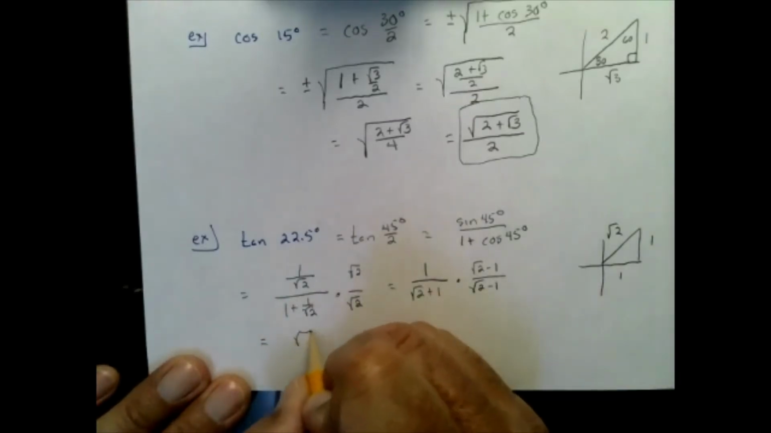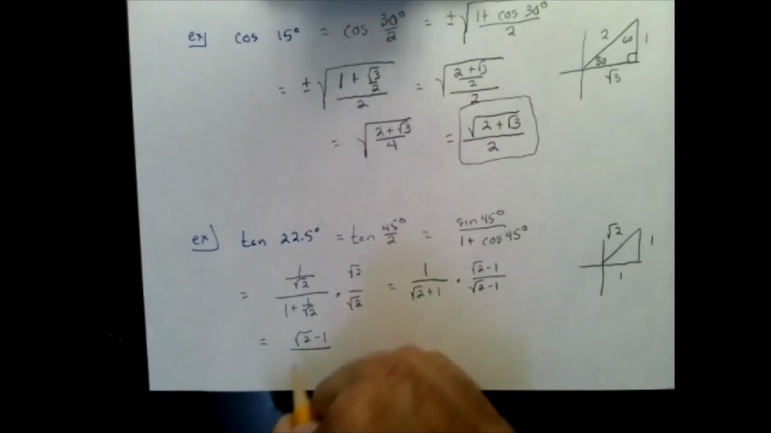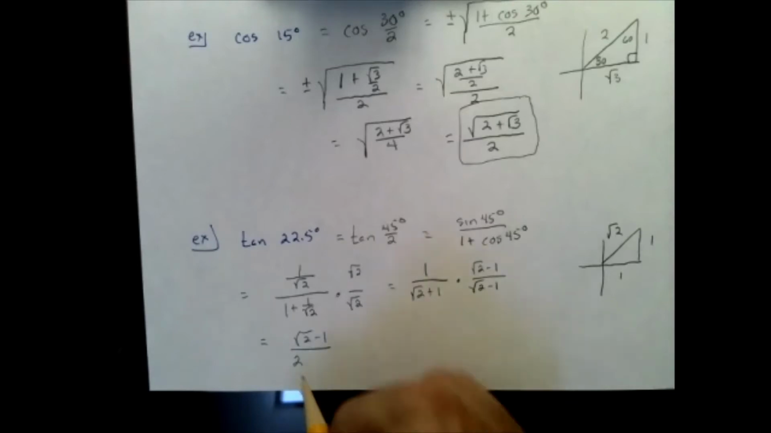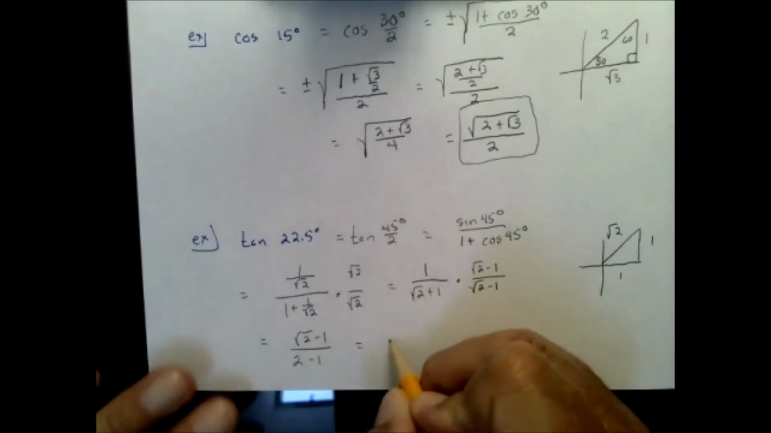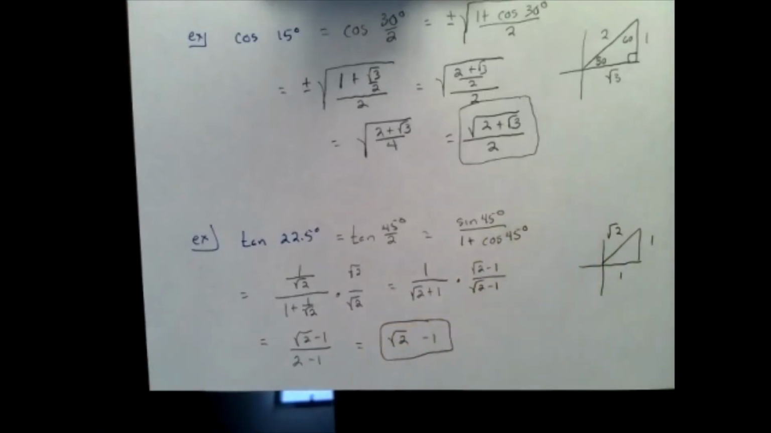Square root of 2 minus 1. I did the numerator. Double distribute. Square root of 2 times the square root of 2 is 2. And the reason we do this is the outer and the inner cancel. Minus 1. Hey, look at that answer. Square root of 2 minus 1. Exact answer for the tangent of 22.5.